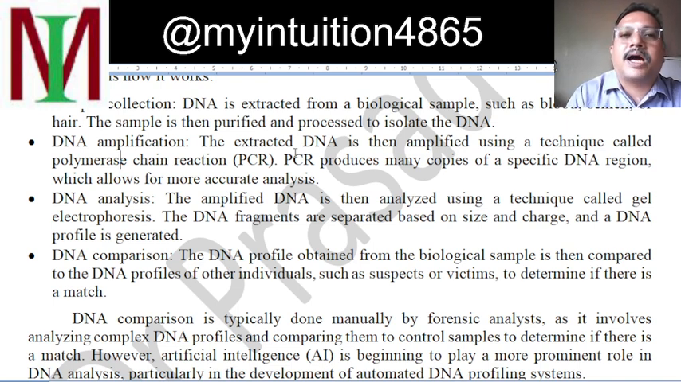We might have heard about RT-PCR during COVID-19. That PCR is polymerase chain reaction. PCR produces many copies of a specific DNA region, which allows for more accurate analysis. Then, for analysis, the amplified DNA is analyzed using a technique called gel electrophoresis. The DNA fragments are separated based on size and charge, and the DNA profile is generated.